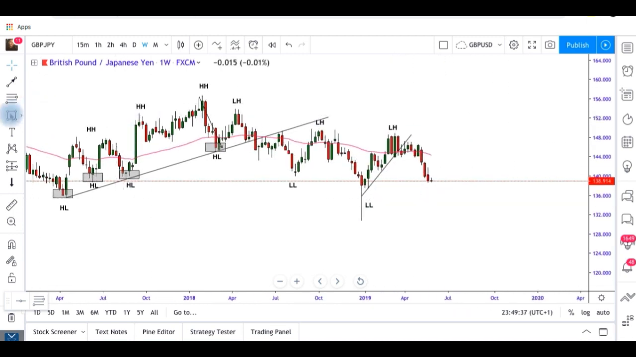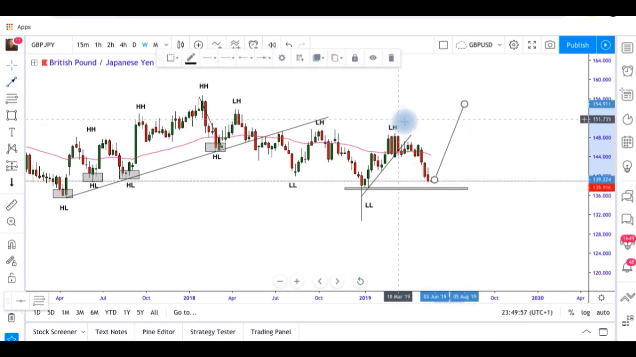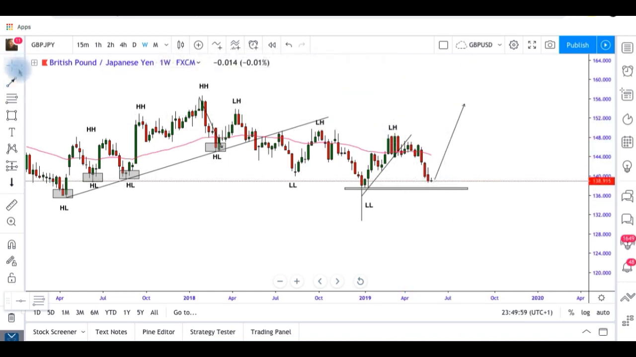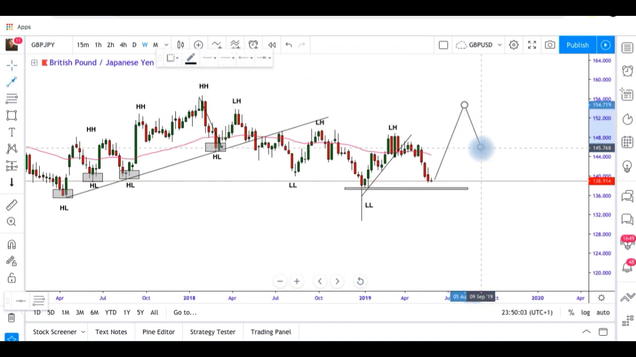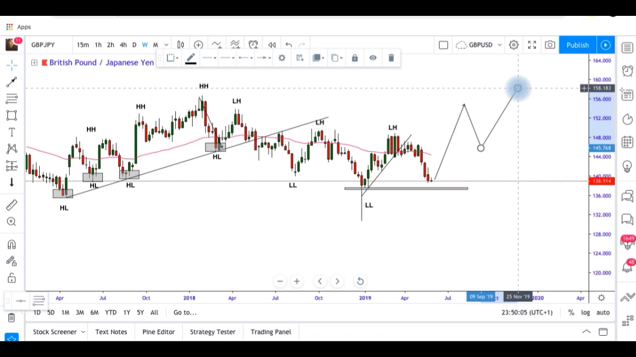Now, as long as we can stay above this kind of area here, ignore this wick because this was a large wick on a flash crash. I'll explain flash crashes further along in the course. But as long as we can stay above this point here and we don't break below this, we could then see this come up, take out this lower high, create a new higher high, come down, higher low, and then we could start looking bullish.